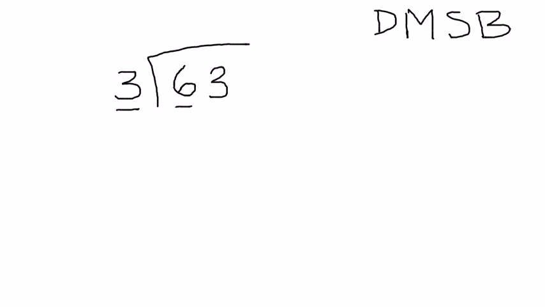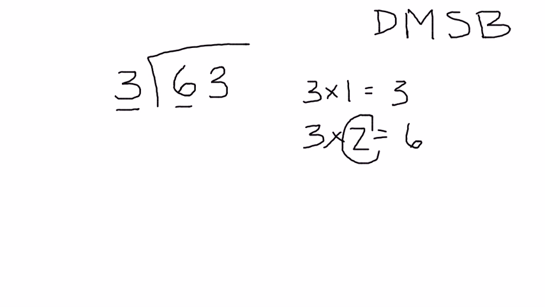So the question I need to ask myself is, how many 3's or how many groups of 3 can go into 6? Well, I know that 3 times 1 equals 3, okay, and 3 times 2 equals 6. So the answer is 2. There are 2 groups of 3 in 6. So I'll put my 2 up here above the 6. That is my division step.